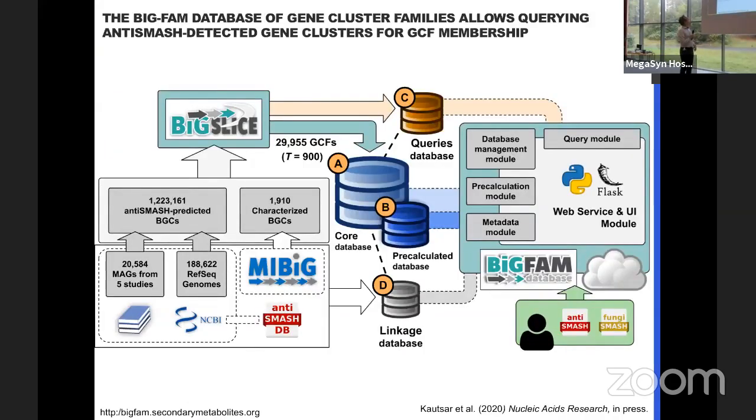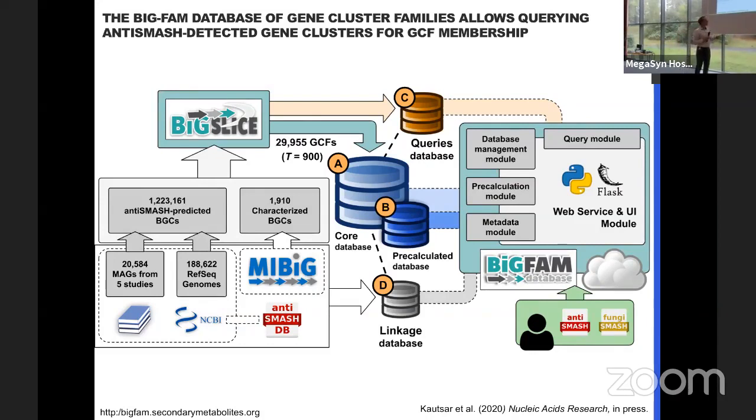So, since a few weeks, we also have a database available called the BiG-FAM database, where you can actually access the gene cluster families computed by BiG-SLICE. Indeed, we took all the gene clusters from both genomes and metagenome-assembled genomes, represented by and linked to the antiSMASH database. So that's in total 1.2 million gene clusters. These were clustered into gene cluster families by BiG-SLICE, and the gene cluster families are stored in the BiG-FAM database.